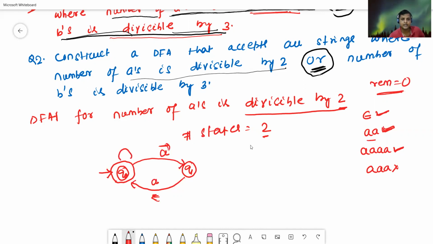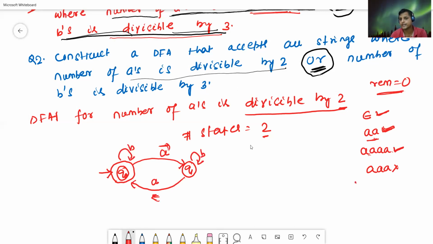B will stay on the Q0 state, and B will also stay on the Q1 state. How will it stay? Because the question is that the number of A is divisible by 2, so A must be 0 or 2 or 4, but any number of B's may be present.